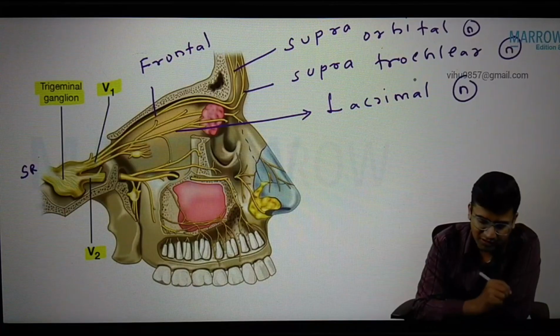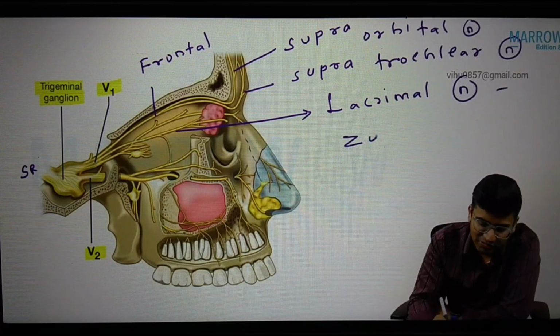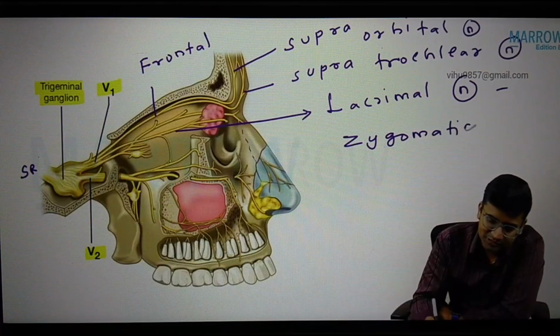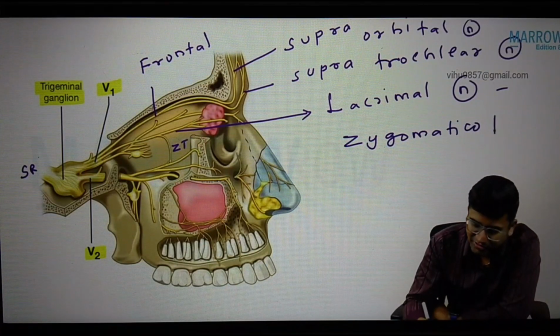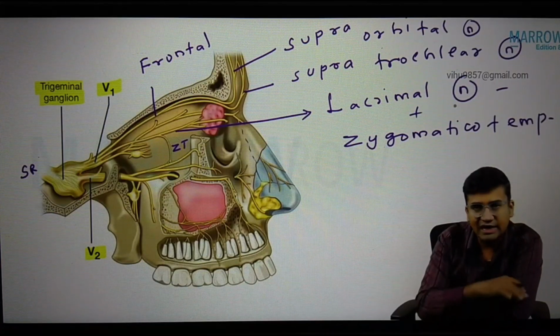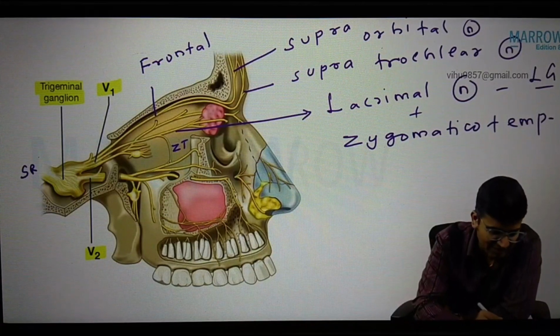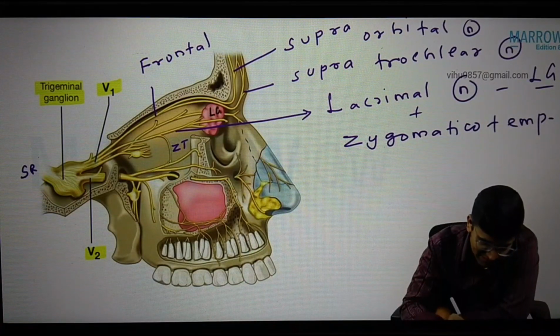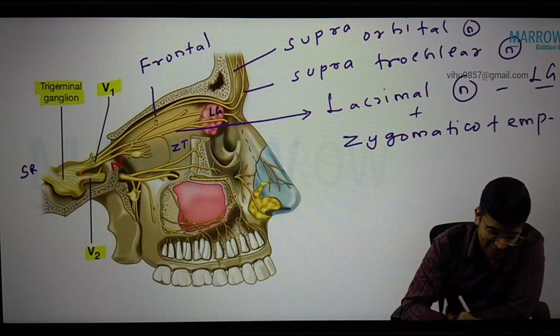Lacrimal nerve. Now, the lacrimal nerve receives fibers from the zygomaticotemporal nerve. I'm writing it as ZT. So the zygomaticotemporal nerve joins with the lacrimal nerve, and the lacrimal nerve in turn gives fibers to the lacrimal gland. This is our lacrimal gland. And this is our nasociliary nerve.